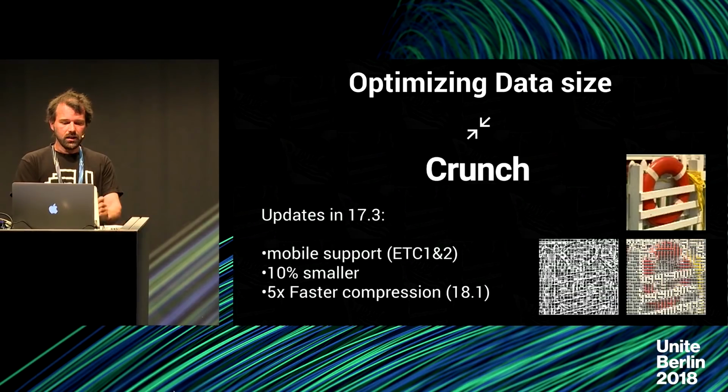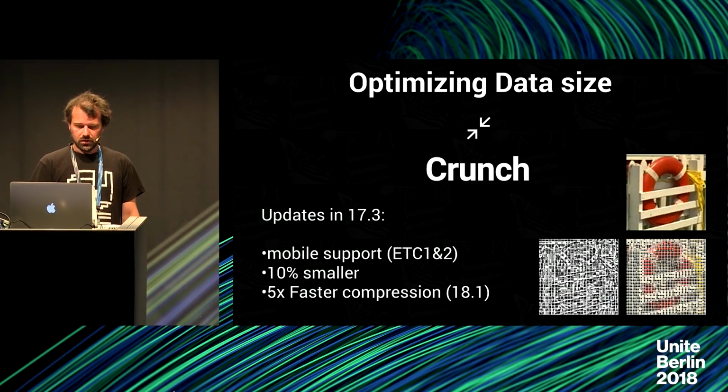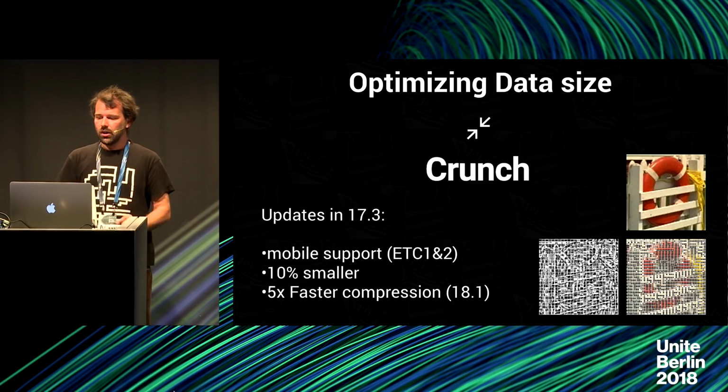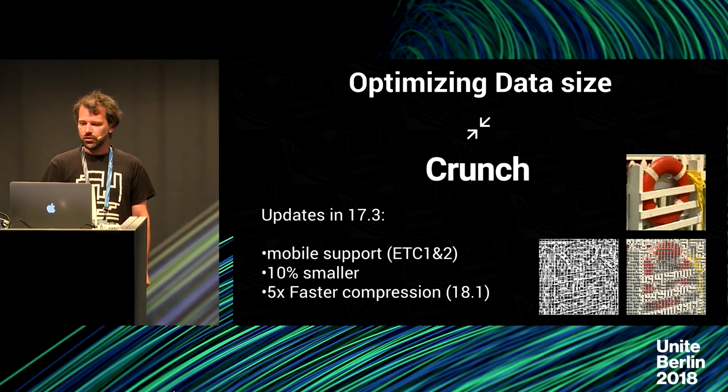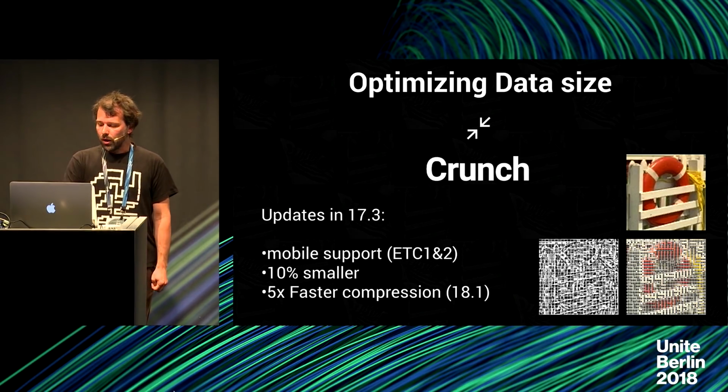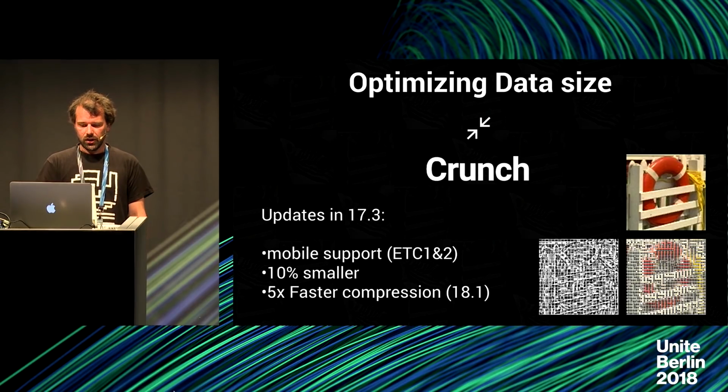So in 17.3, we added an update to crunch. My colleague Alexander Sovorov has been working on this for a while and been digging into the crunch code to optimize it. In 17.3, we added mobile support to crunch by supporting a crunch-based format which would decompress into ETC 1 or 2. We optimized the compression further, so it's on average 10% smaller. And we made it much faster. In 17.3, it's already faster. In 18.1, we landed more optimization, so on average, it's 5 times faster to compress. So if you have been evaluating crunch for your project before and decided it's not useful to you, maybe this is a good time to take another look.